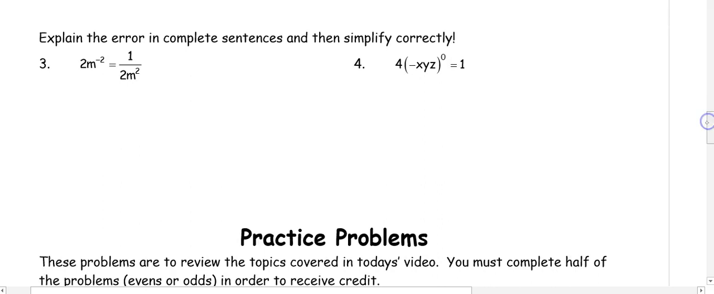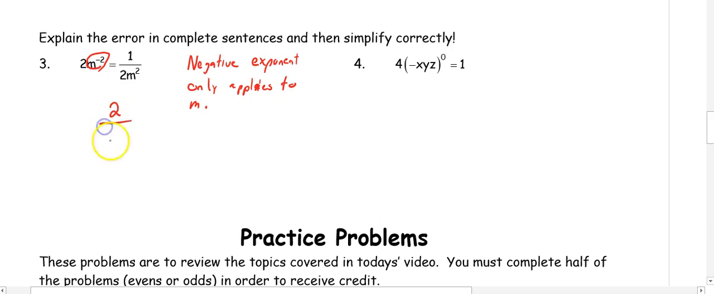So let's look at 2 more examples where we have to explain the error in complete sentences and then simplify. So in number 3, we have 2 m to the negative second equals 1 over 2m squared. So the error here is to remember that the negative exponent only applies to the m. So the only thing that should be moving is this m to the denominator, so our correct answer should be 2 over m squared.